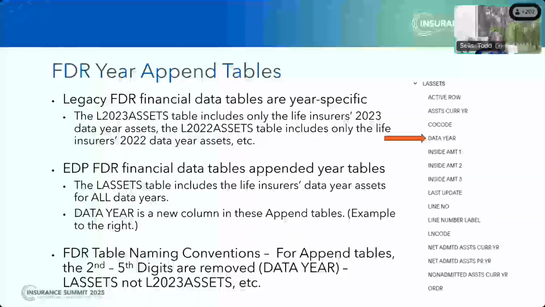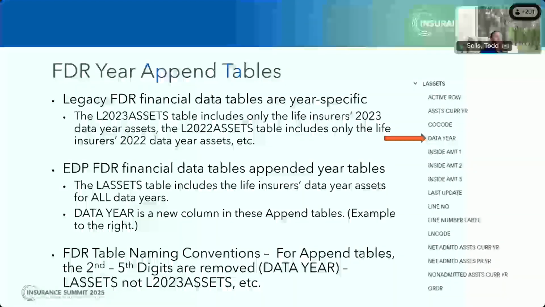So now if you're working with multiple years of assets data from life statement type, you only need that one table of L assets, and you can play with as much data as you want from all the different years, right? So again, making your data life easier and better, making it easier for you to play and do things with the data that you're going to need to do.